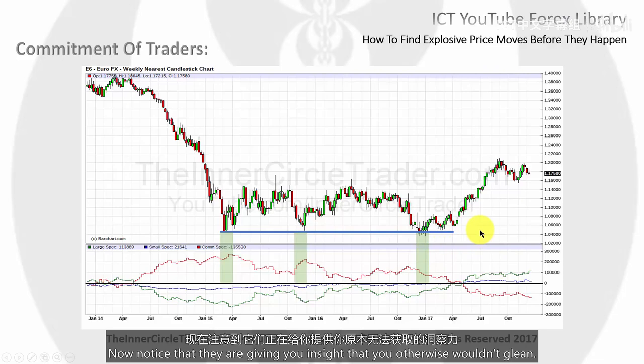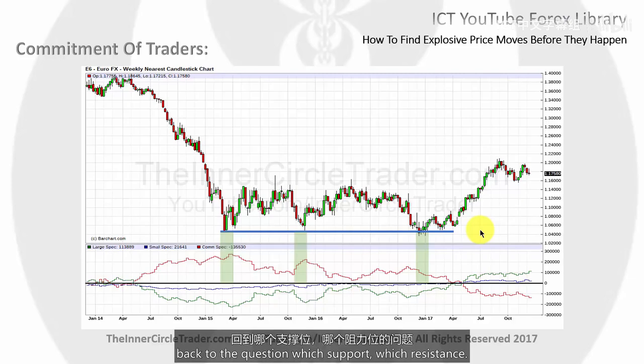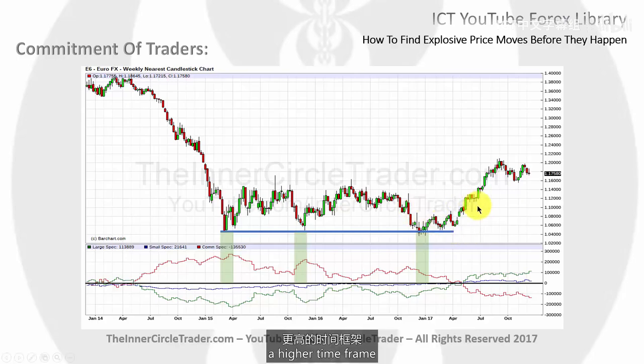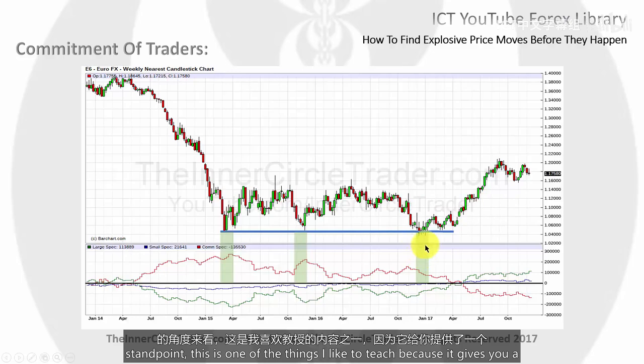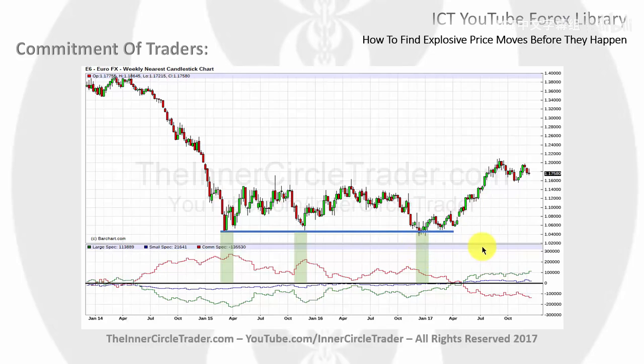Now notice that they are giving you insight that you otherwise wouldn't glean. If you look at just simple classic support resistance theories, again, it takes you back to the question, which support, which resistance. So from a higher time frame standpoint, this is one of the things I like to teach because it gives you a context behind support and resistance levels that, in my opinion, are key.